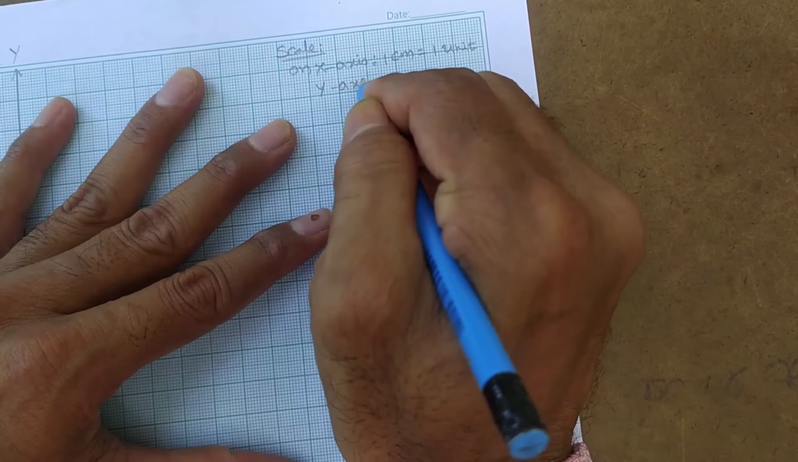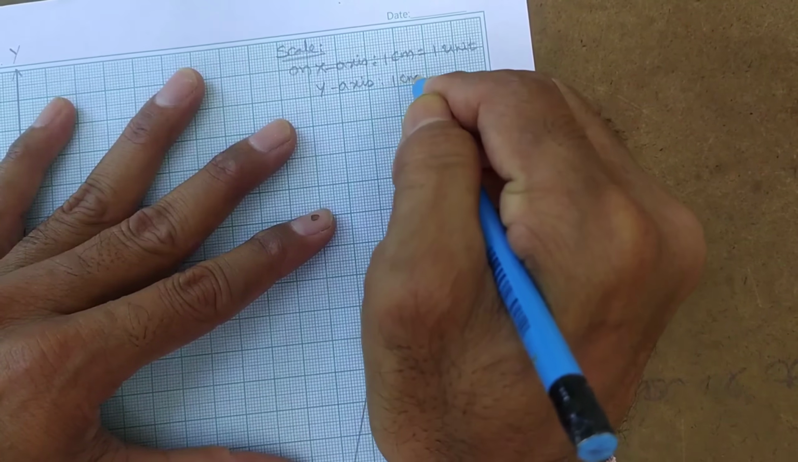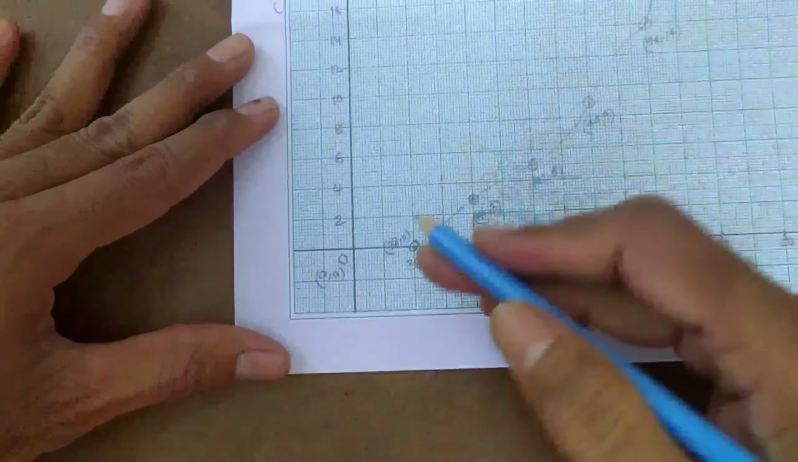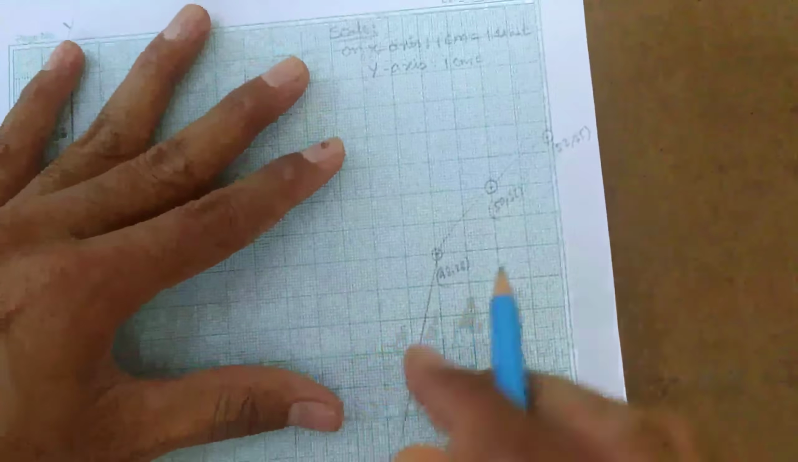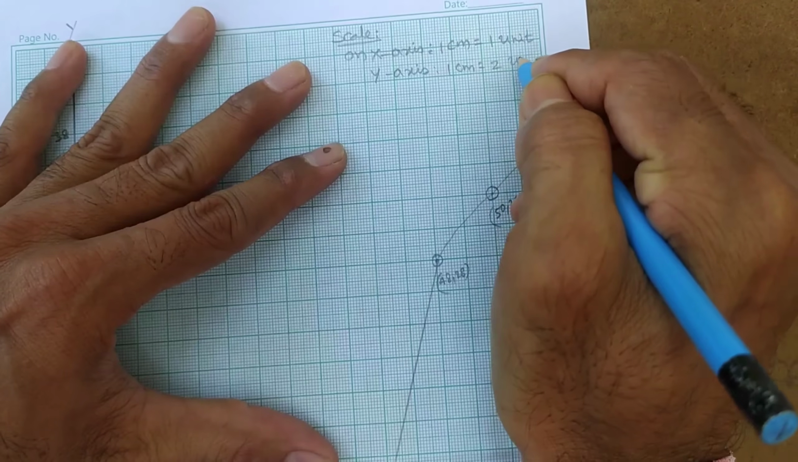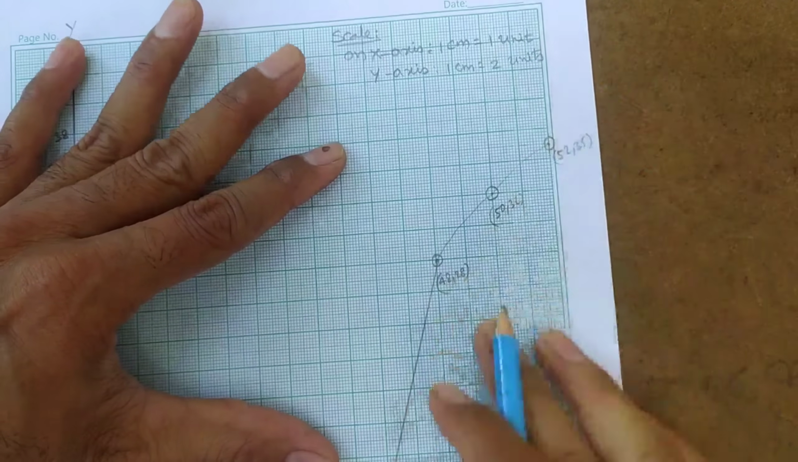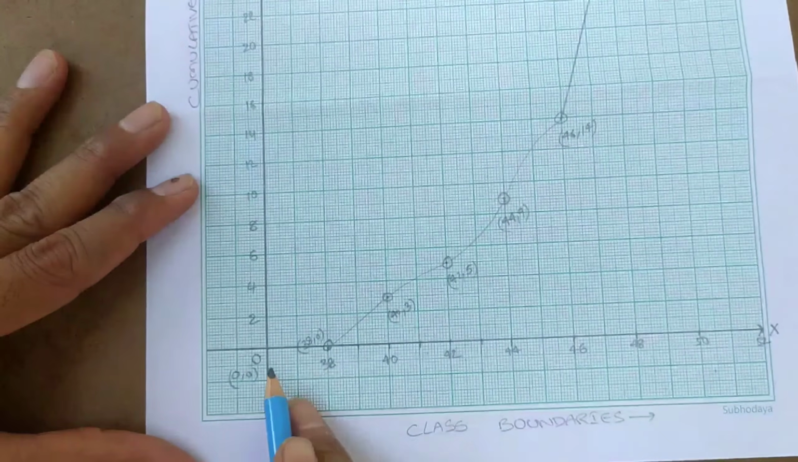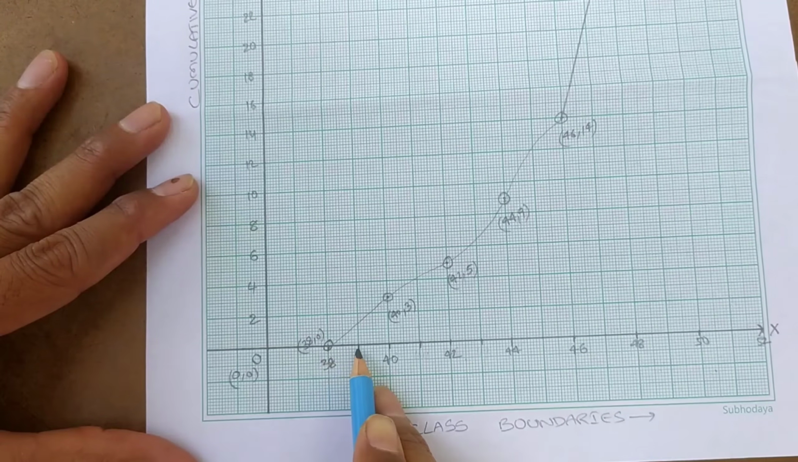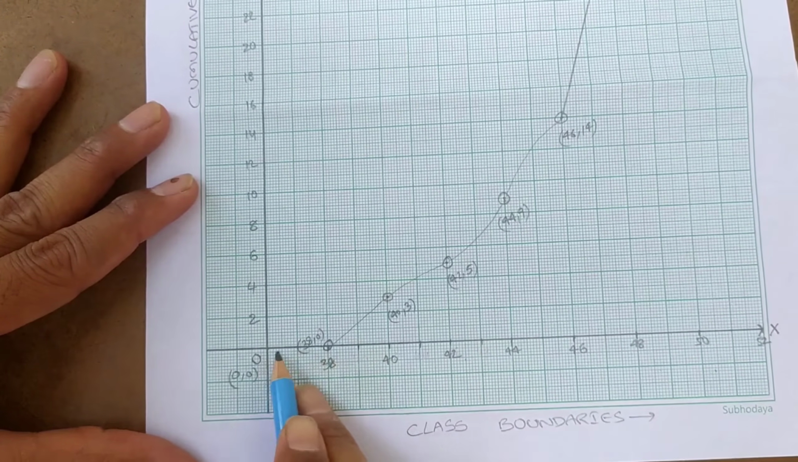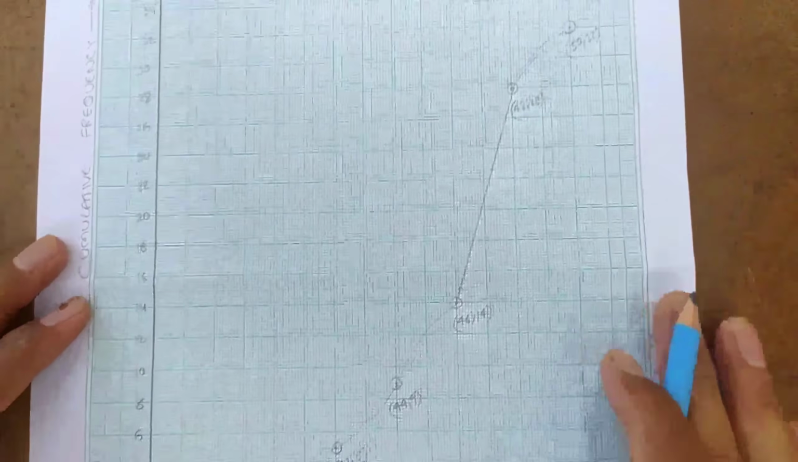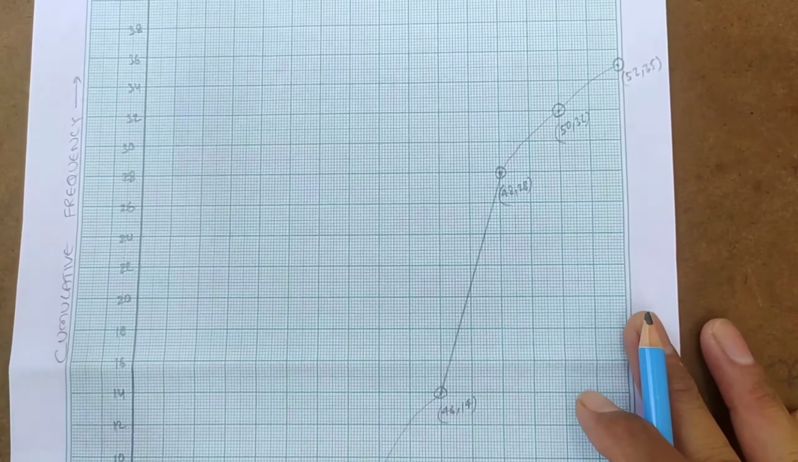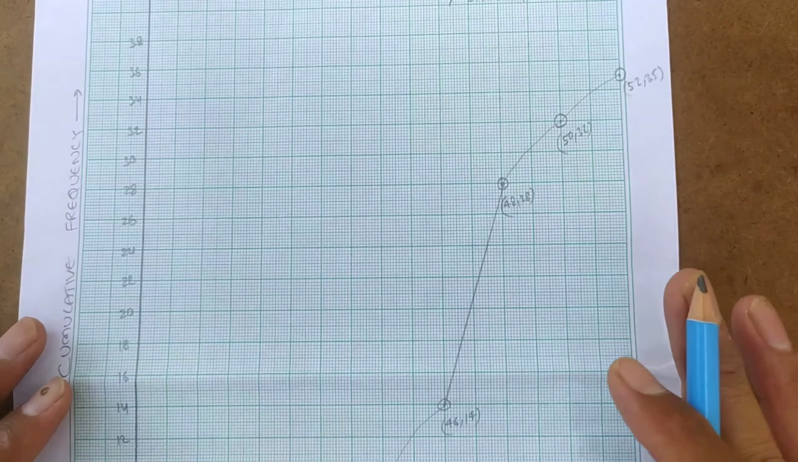On y axis 1 centimeter is, here observe 0, 2, 4, 6. So 1 centimeter is 2 units. And here as 38, 39, here it is 1 unit, here it is direct jump is there. So we can write kink. Now here with this graph work is over. Now the task is that we need to find median using this graph.